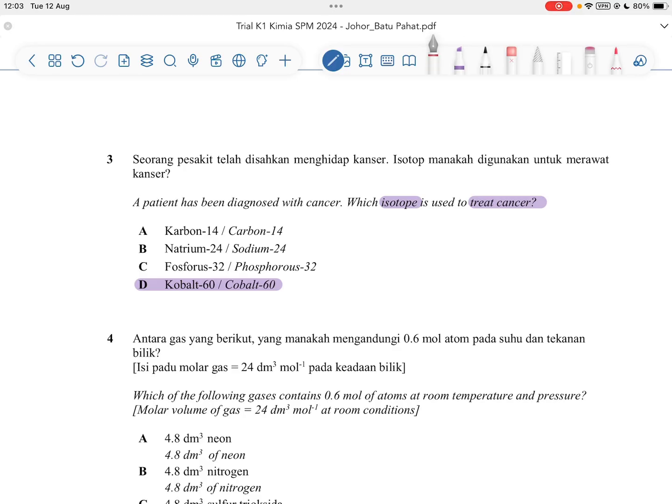For your information, carbon-14 is used to identify the age of artifacts. We can use it to determine the half-life remaining in fossils or anything else, and then we can use that to trace back how old the artifacts or fossils are. Sodium-24, if not mistaken, is used to test whether a pipe is leaking or not. And phosphorus-32 is used, as I remember, in relation to plants, maybe related to the nutrients obtained by the plant.